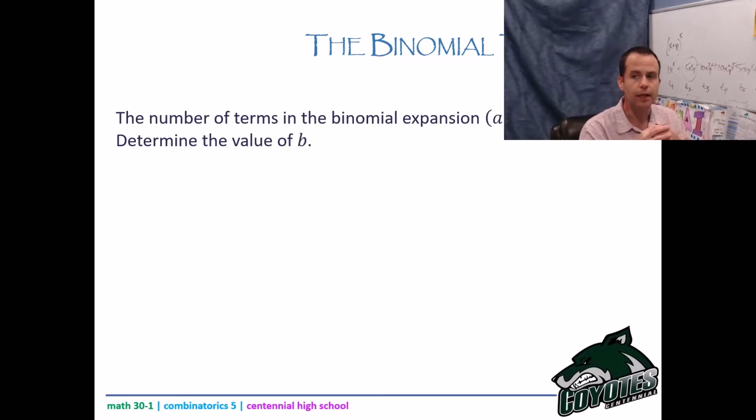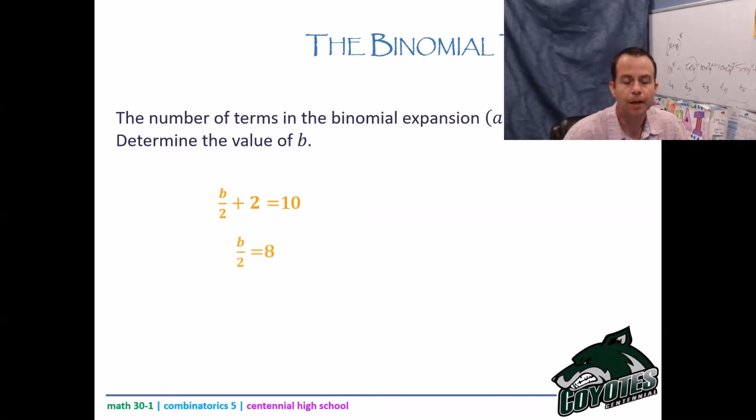16. Okay, so if I have 11 terms, I'm going the other way. If I have 11 terms, n must be 10. So that means b over 2 plus 2 has to give me 10. And that's just a cute little algebra problem that I solved for. So I'm going to subtract 2 from both sides and then multiply both sides by 2. And so my b value has to be 16.